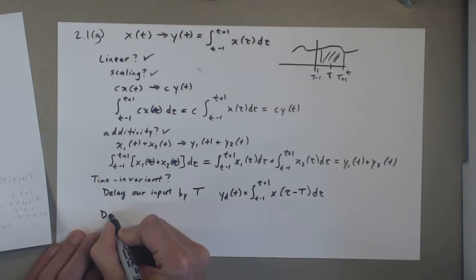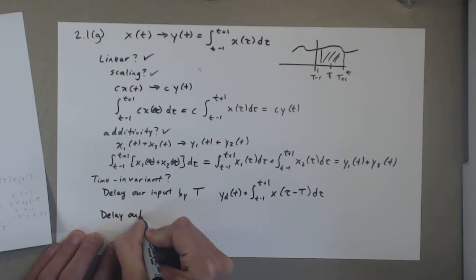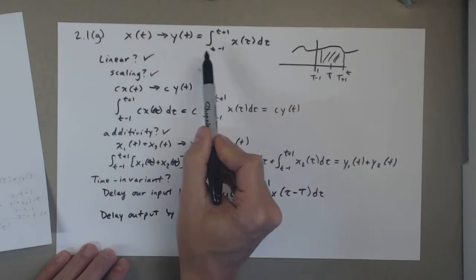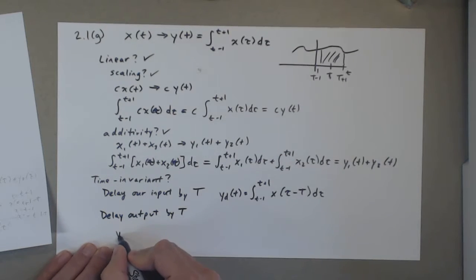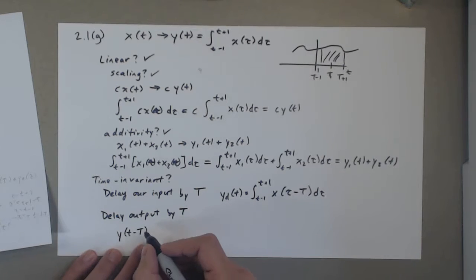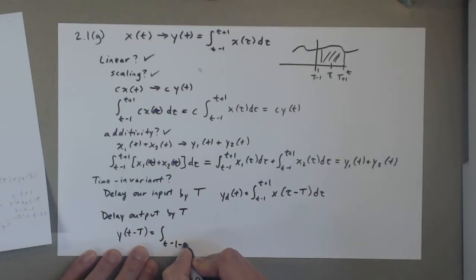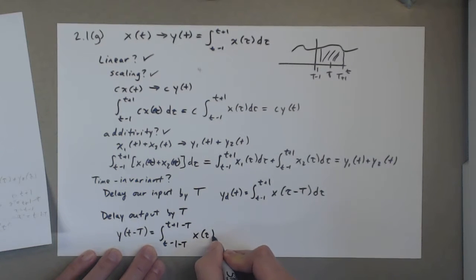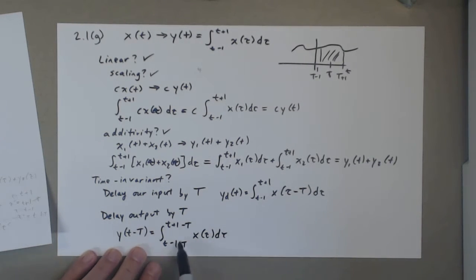If we look at the output, y of t is equal to this, so we essentially replace all the little t's with t minus our delay. So now we have t minus 1 minus T, t plus 1 minus T, right? Just replacing the t with t minus T, x of tau, d tau. So it's just changing the limits of integration because that's where the t is appearing.